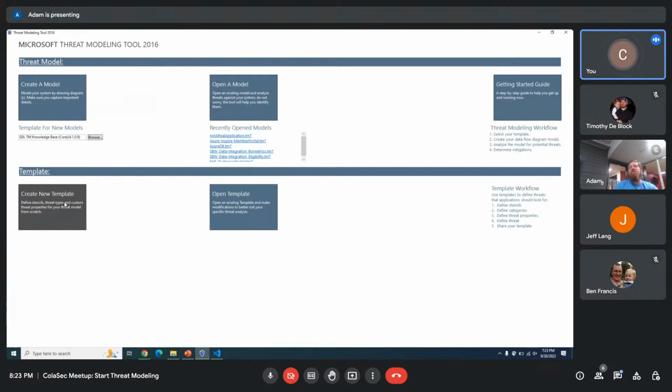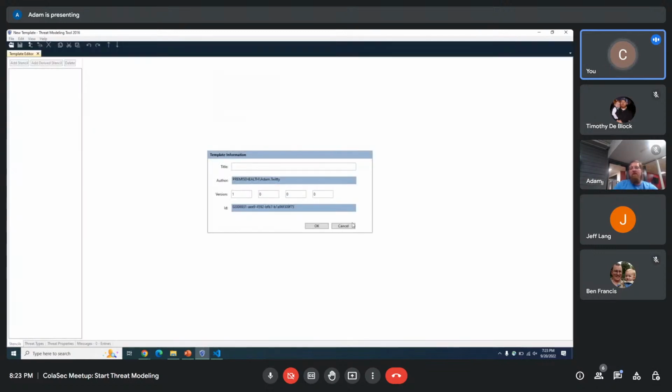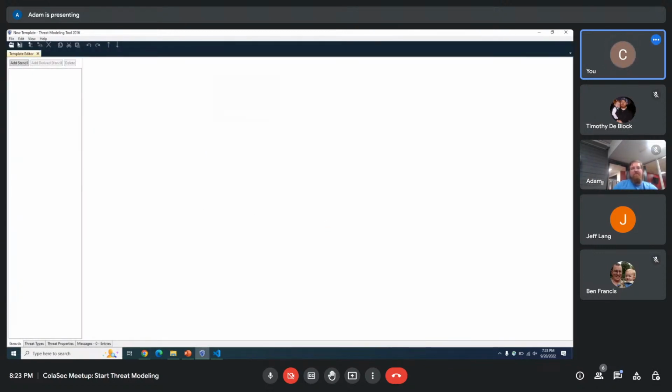So you can create templates in this, and the templates actually include all of the other assets that you're talking about.